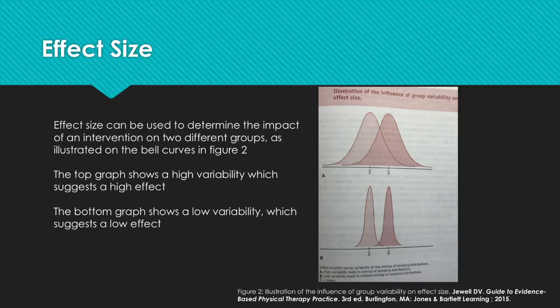Effect size can be used to determine the impact of an intervention on two different groups, as illustrated on the bell curves in Figure 2. The top graph shows a high variability, which suggests a high effect. The bottom graph shows a low variability, which suggests a low effect.